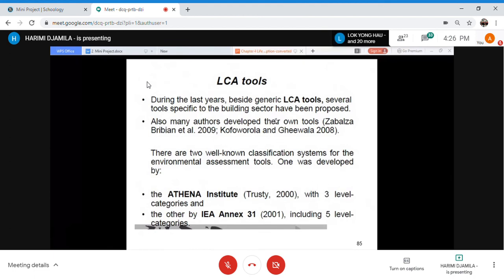There are tools for life cycle assessment. Most of the time, it requires software. It's not done using hand calculation. For that reason, usually I don't provide examples for this chapter.